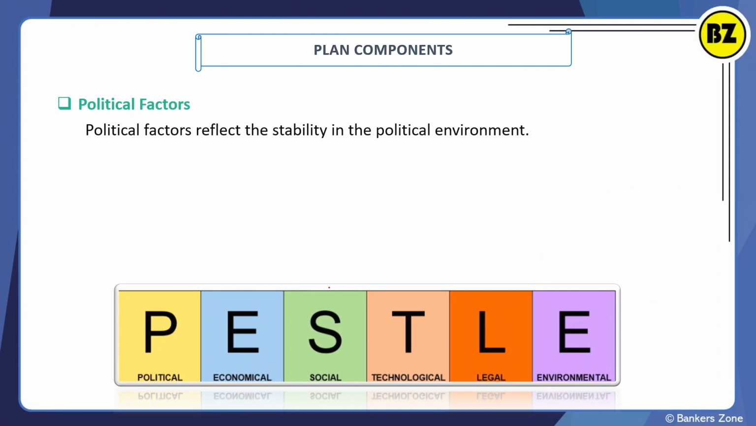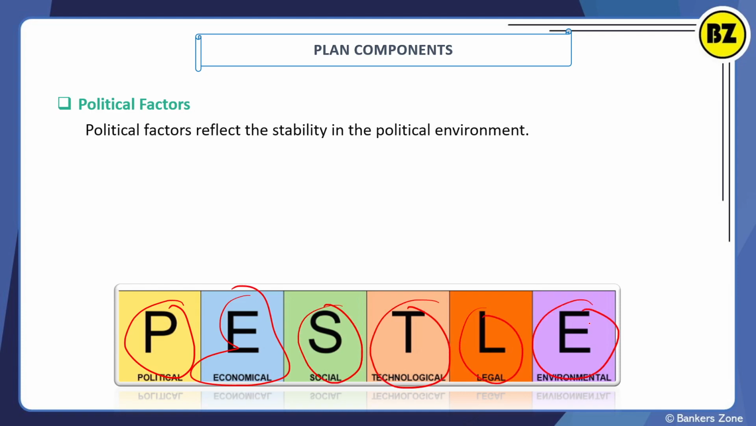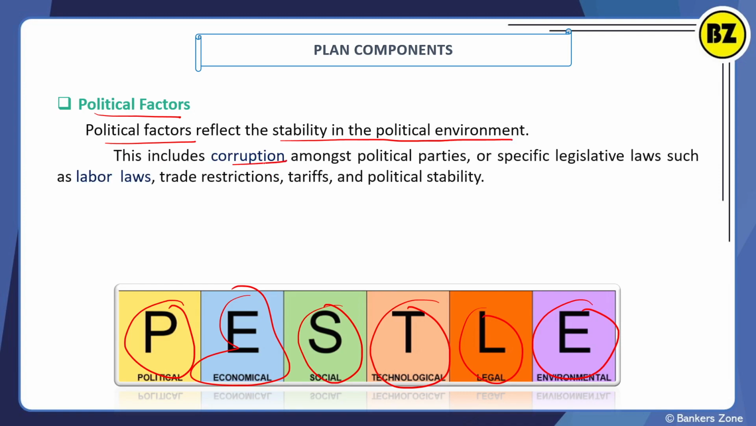Through a graphical way you can understand it better: political, economic, social, technological, legal, environmental. Now, first, the political factor we will discuss. The political factor reflects the stability of the political environment, right? This includes corruption among the political parties, or laws like labor law, or any trade restrictions or trade tariffs, that is taxes, or the political stability.